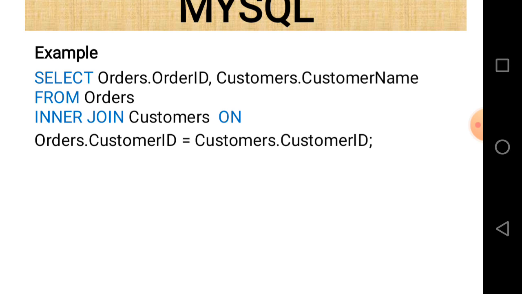So one thing is very clear, that to perform inner join, the inner join keyword is used with the on keyword. And the second thing is that there should be a condition, and the condition contains a common column name which has a common data type also. And then just write table name dot column name equal to second table name dot column name. So that is an example. I think it is clear to all of you.